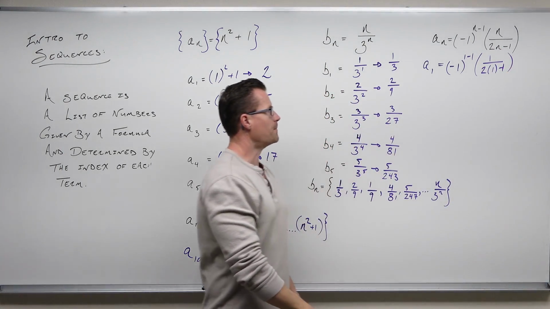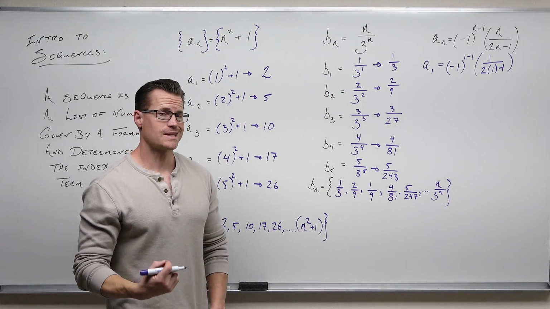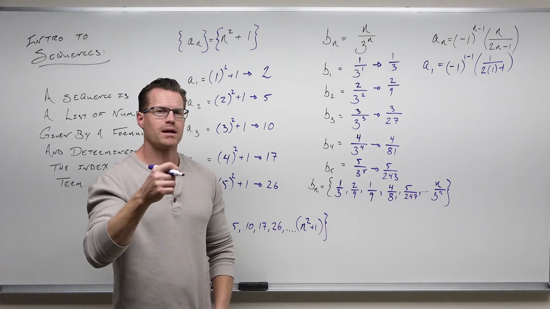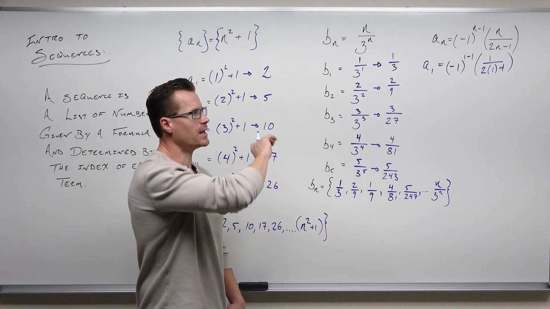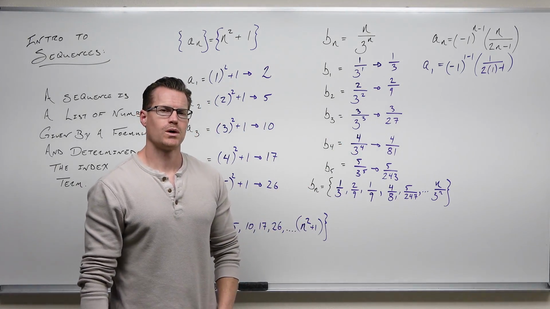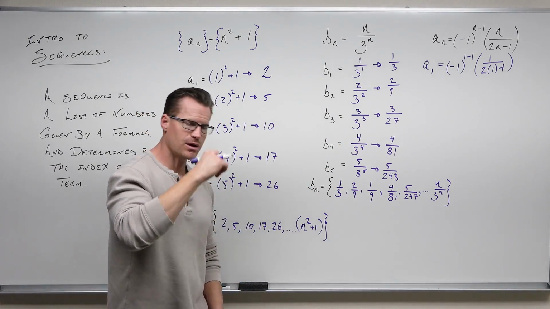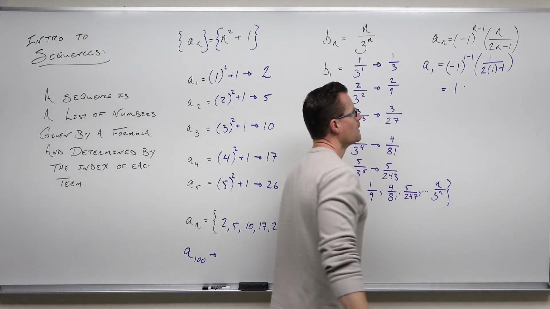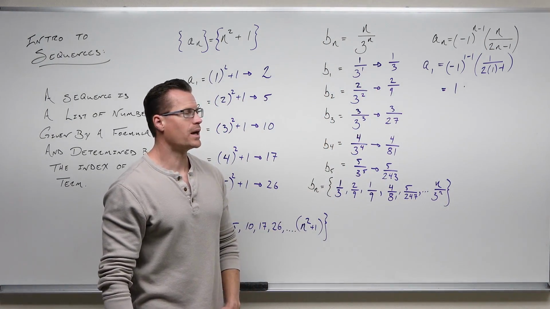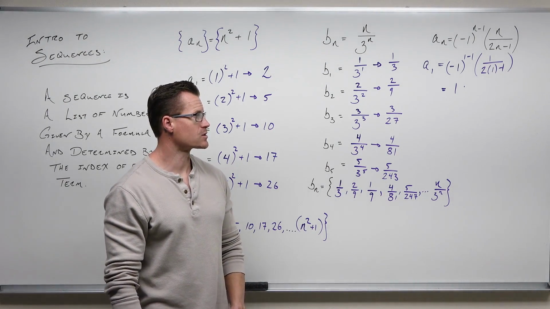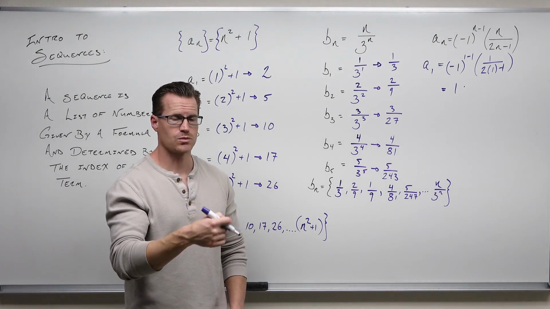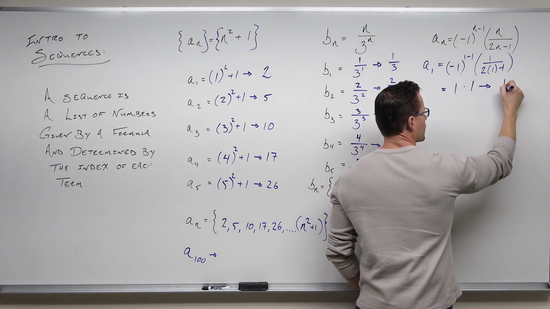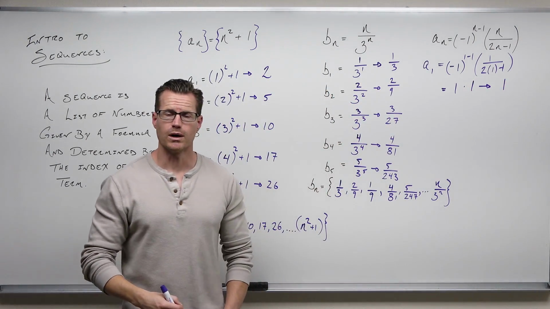So even though there can be a bit more work here, we're still doing the same thing. So we're taking 1 and evaluating. -1 to the 1 minus 1. So n is replaced by 1 everywhere. 1 minus 1 is 0. -1 to the 0 power is 1. And that fraction that we get is 1 over 1. So 2 times 1 is 2, minus 1 is 1. 1 divided by 1 is 1. So our first term, a sub 1, is 1.